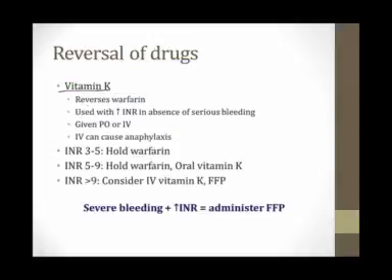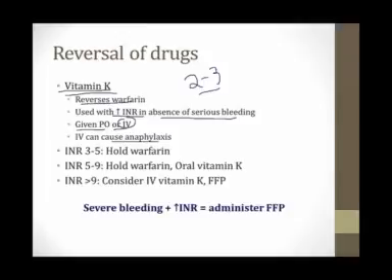Vitamin K can also be given to reverse the effects of warfarin. This is done when the INR gets too high in the absence of serious bleeding. So the target INR for most patients on warfarin is 2 to 3. Remember that 1 is a normal INR, so 2 to 3 usually means they're therapeutic on warfarin. So if the level gets much higher than 3, then vitamin K is sometimes given to reverse the effects of warfarin.